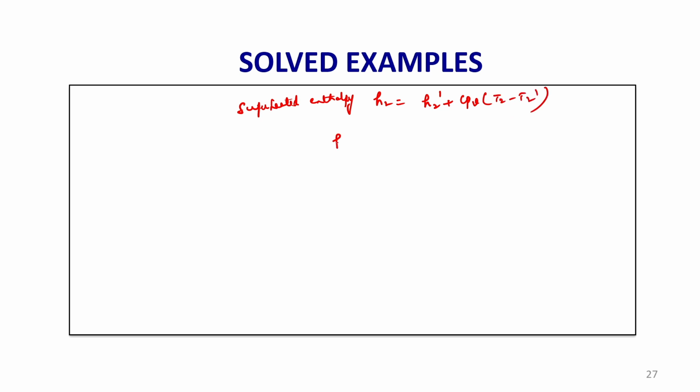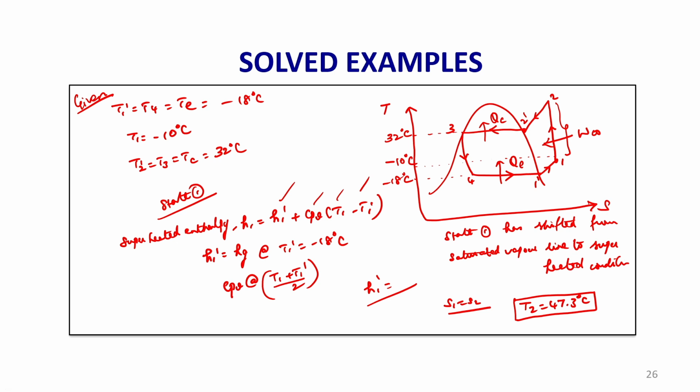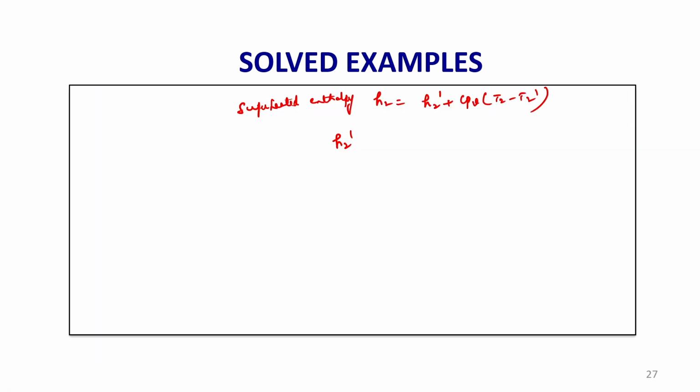And here, how to find H2 dash? H2 dash is equal to Hg. H2 dash is lying on the saturated vapor line. So, H2 dash is equal to Hg at 32 degree centigrade, because that is the temperature at T2 dash.